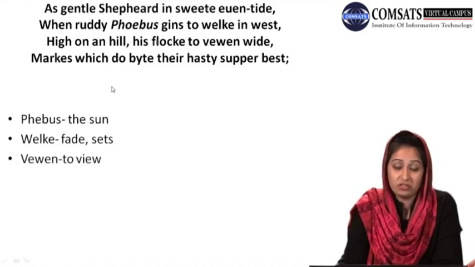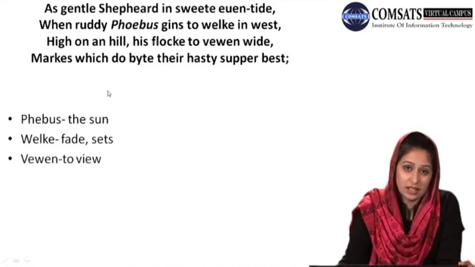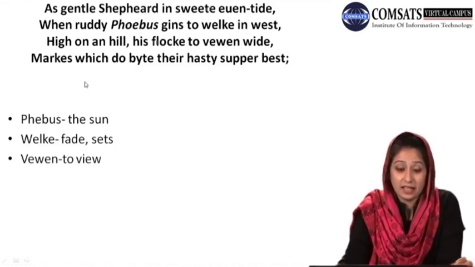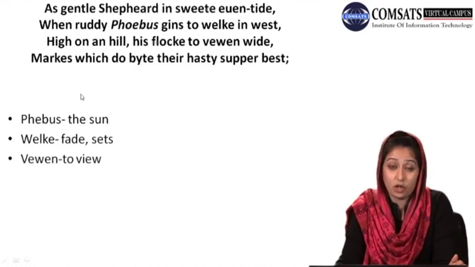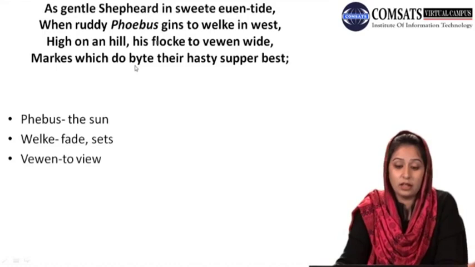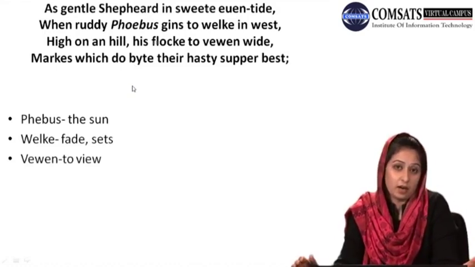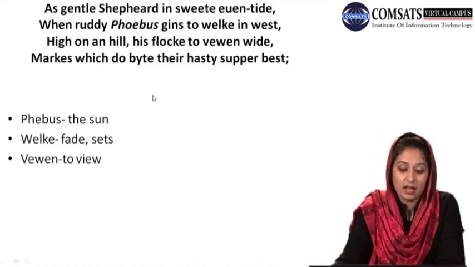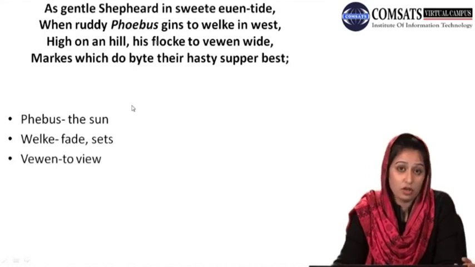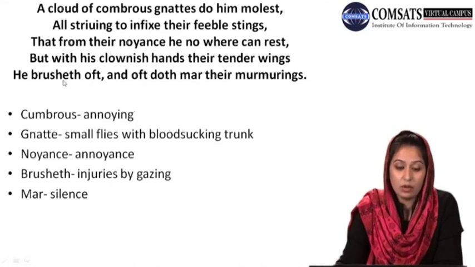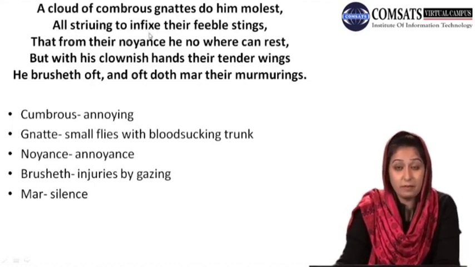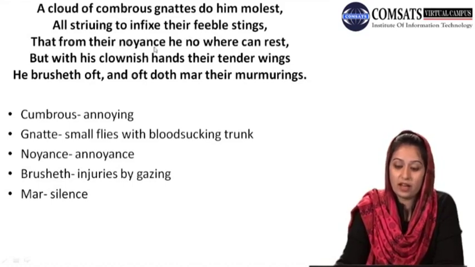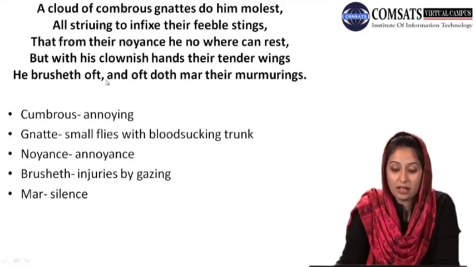So once again, the use of the simile. These monsters, these small serpents, they were trying to climb up the knight, as if a shepherd would go on the top of a hill in order to see his flock of sheep, in order to see which of his sheep are coming back and which ones are trying to have their last supper, the last parts of their food. A cloud of cumbrous gnats do him molest, all striving to infix their feeble stings, that from their annoyance he nowhere can rest, but with his clownish hands, their tender wings, he brusheth oft, and oft doth mar their murmurings.